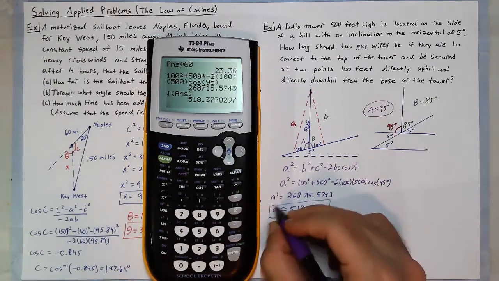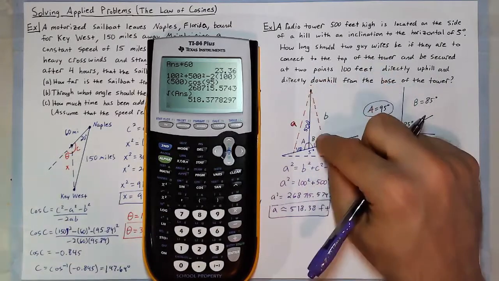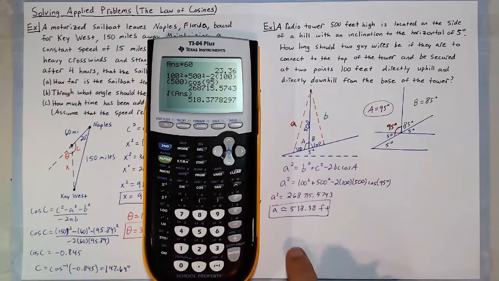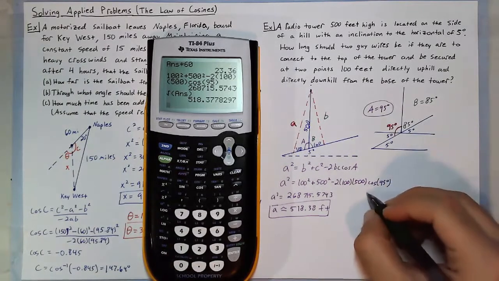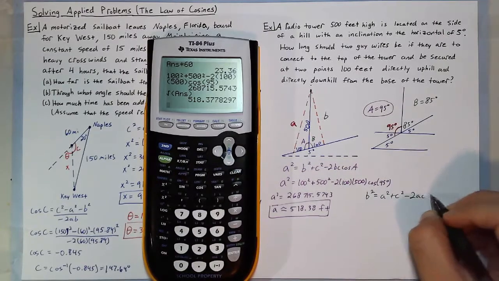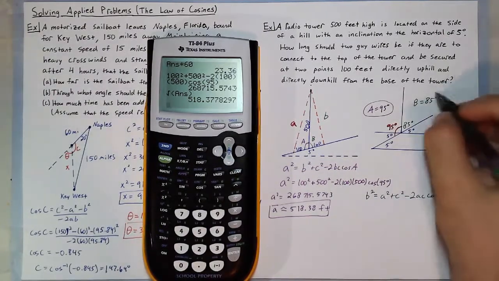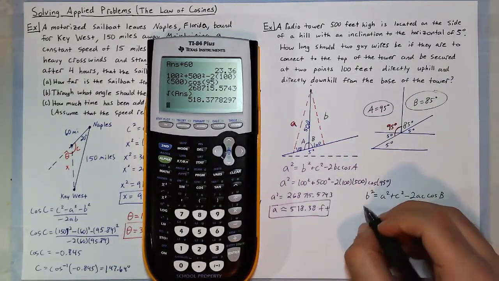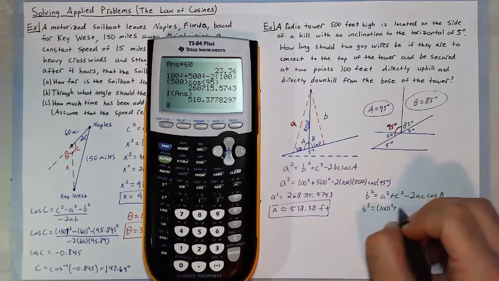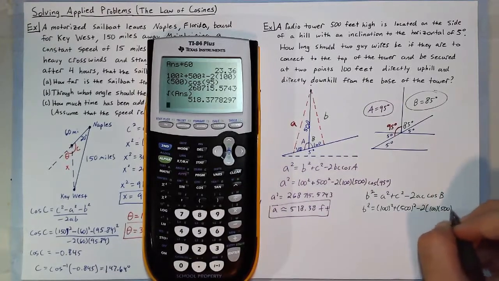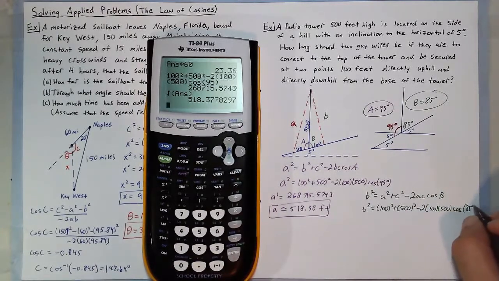Now we're going to find the length of the other guy wire, which should probably be shorter since it's more uphill, so it has to travel less of a distance. Should probably be less than 518. But for B, I'll have B squared is equal to A squared plus C squared minus 2AC cosine of B, where B is 85 degrees and A and C are 100 and 500. So now I have B squared is equal to 100 squared plus 500 squared minus 2 times 100 times 500 times cosine of 85 degrees.